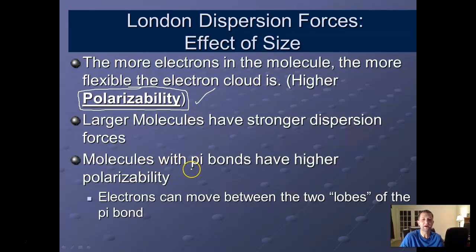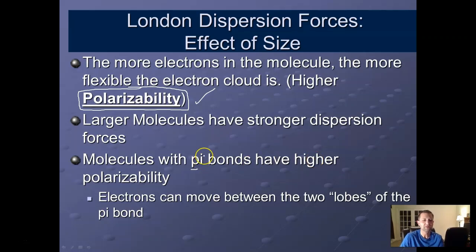Additionally, molecules with pi bonds have higher polarizability because if you have a pi bond, that usually means you have a double bond, right? When you have a double bond, what do you have? You have delocalized electrons. What do those delocalized electrons do? They move around a little bit more. Since those delocalized electrons move, that electron movement may create a temporary dipole, which will create a stronger London dispersion force.